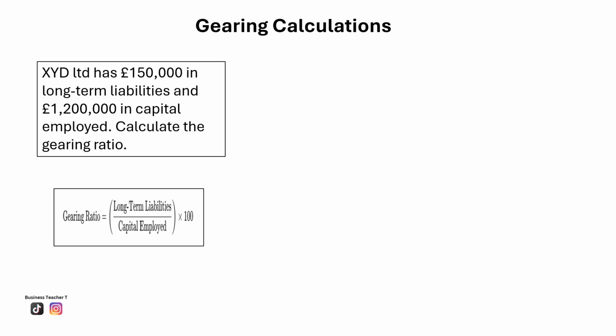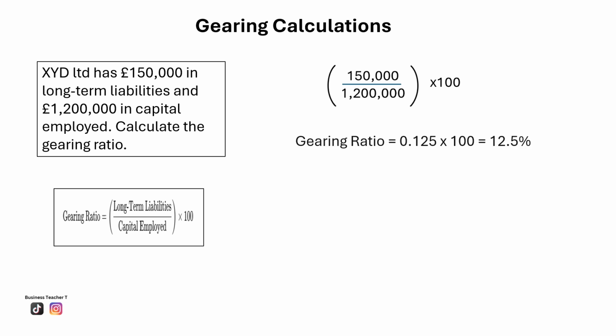XYD Limited has £150,000 in long-term liabilities and 1.2 million in capital employed. Calculate the gearing ratio. Now let's put those figures into the formula. Long-term liabilities divided by capital employed times by 100. So that's 150,000 divided by 1.2 million times by 100. And that gives us an answer of 12.5%.